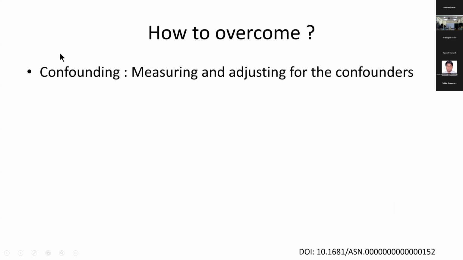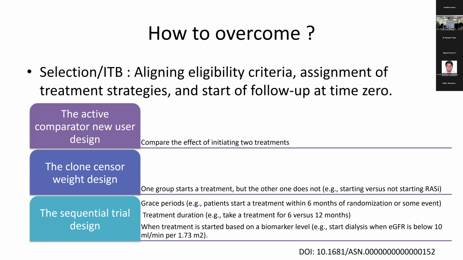How can you overcome confounding? You should measure and account for all the possible known confounders and adjust for them. Now, the other biases we can overcome by making sure you align the eligibility criteria, assignment of strategies, and start of follow-up at time 0. If all of them are aligned, you can actually avoid the selection and the misclassification bias. Then there are some modeling methods to make sure that you can emulate a randomized controlled trial design.